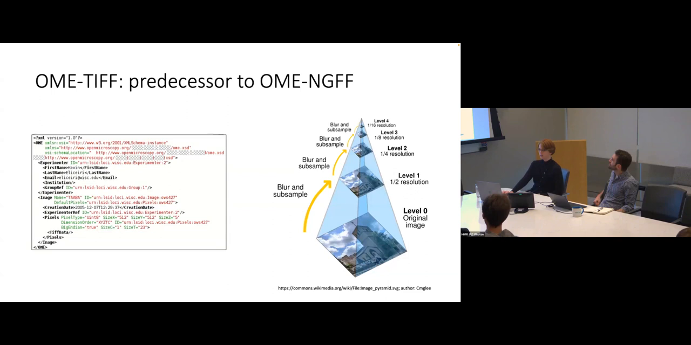Just a quick XML question. XML supports lists, right? So why is dimension order here a string literal and not a list?